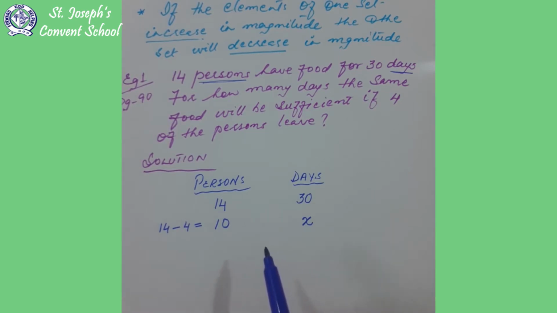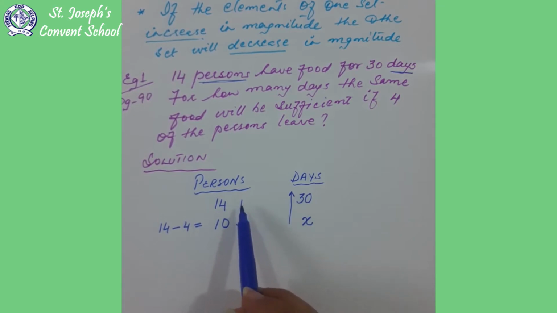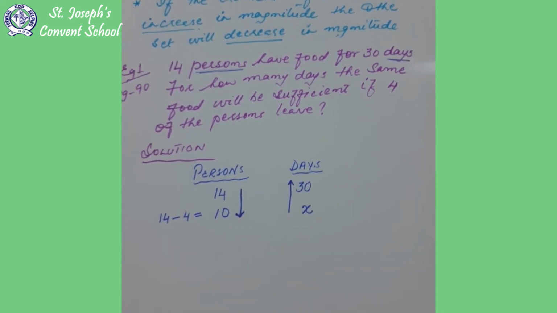So you can see the number of persons decreases. Now the persons are decreasing, so the number of days will increase. Increase means upward direction. Okay, so you'll make the arrows like this. Number of persons are decreasing, so it is going in downward direction. And days will increase, so it will go in upward direction. Okay, so I'll mention it here.